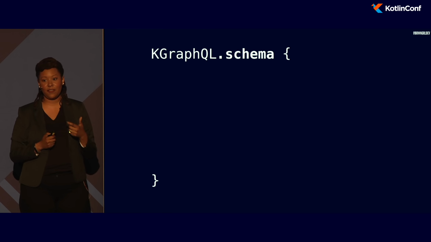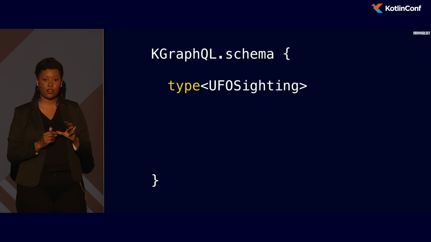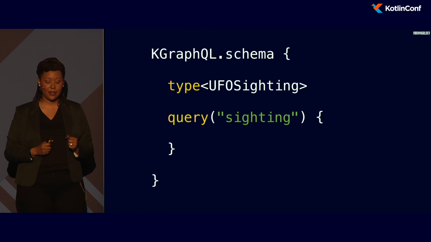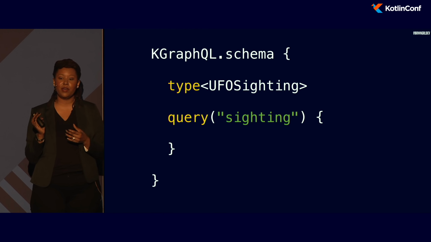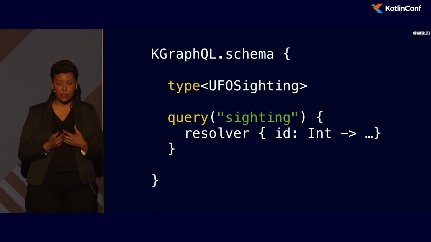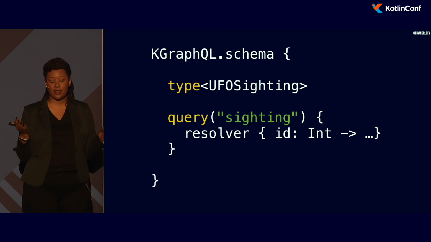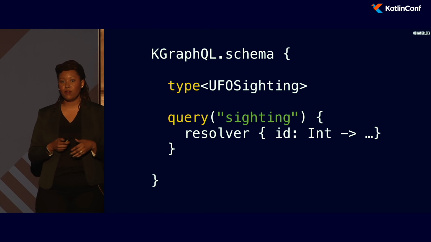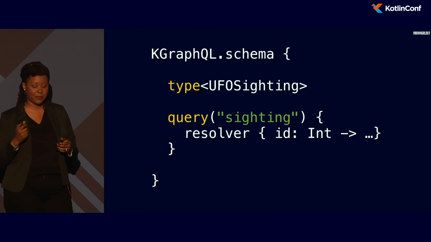Now, in Kotlin, if you wanted to represent that same schema using KGraphQL, you would start with this outer wrapper of a schema, our type once again, and then you use this query function where you pass in the name of the query that you want. Now, something new, there's a resolver. And you notice that it takes in a lambda with an ID. So let's talk a bit more about resolvers and the role that they play in our GraphQL server.